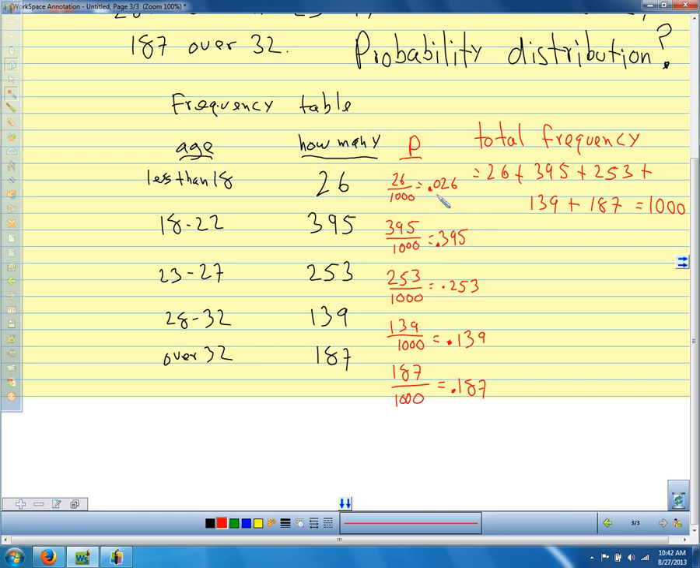If we turn this number into a percent, how do we turn decimals into percents? Move the decimal 2 places to the right. Perfect. Very nice. So this would be 2.6%. I'll write that in blue down below. 2.6%. So this one would be what as a percent? 39.5%.